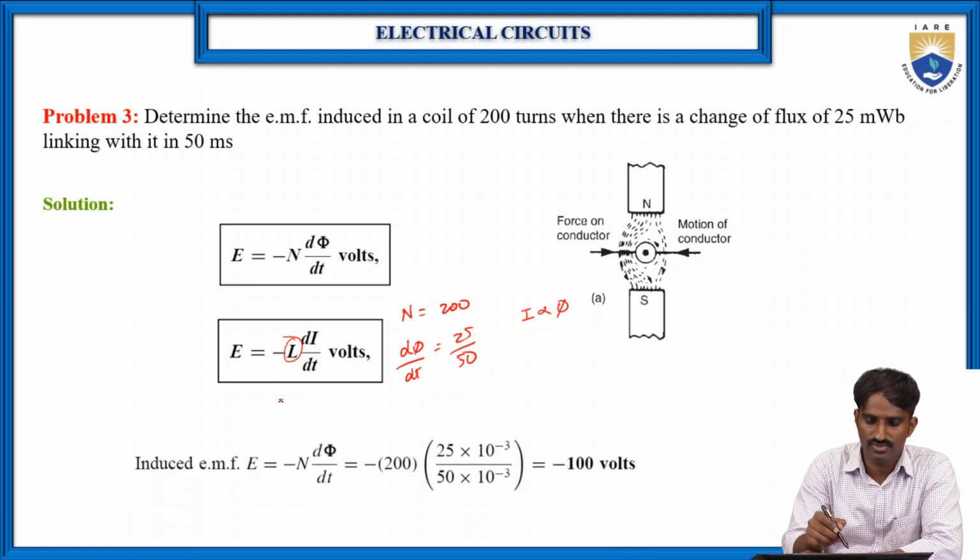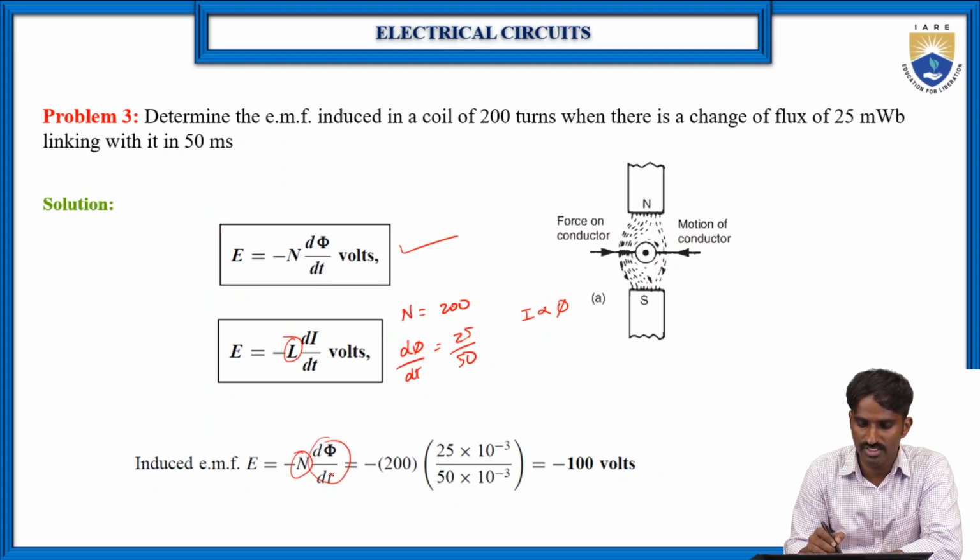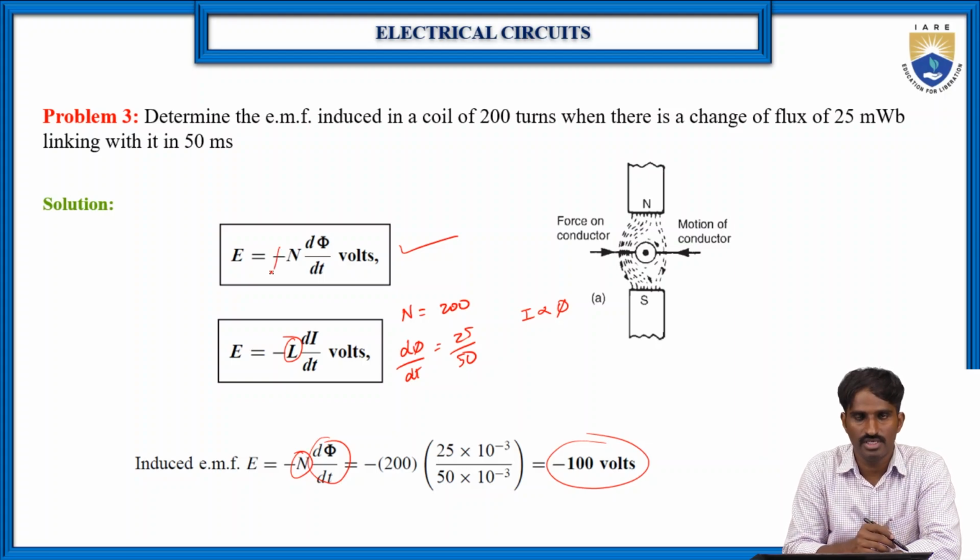So here we have used the first equation. Substitute the value of N, which is 200, and d phi by dt, which is 25 by 50. Then you will get the induced EMF E is equal to minus 100 volts. I think I don't need to explain again why we have included the negative sign, because according to Lenz's law.